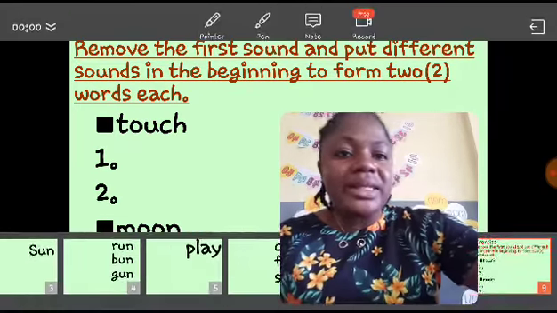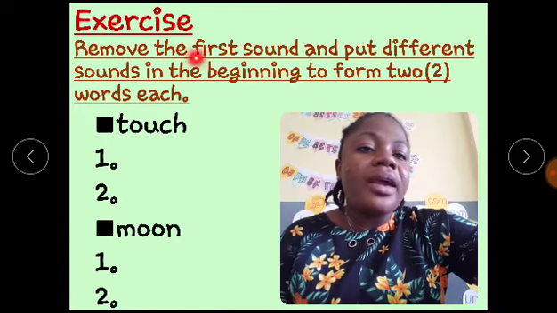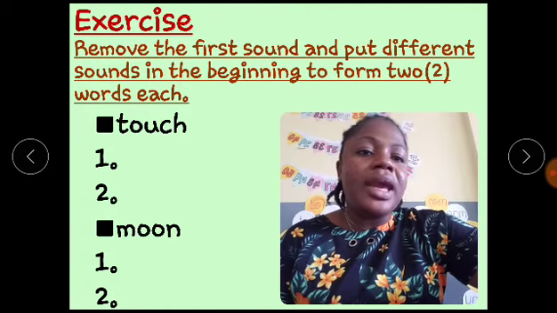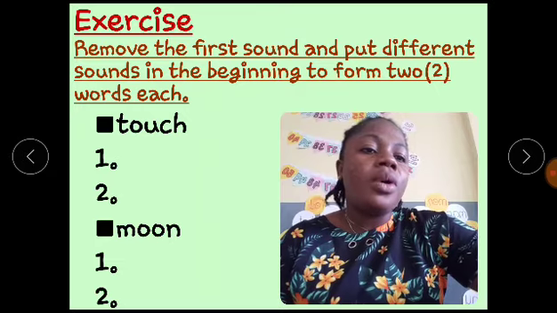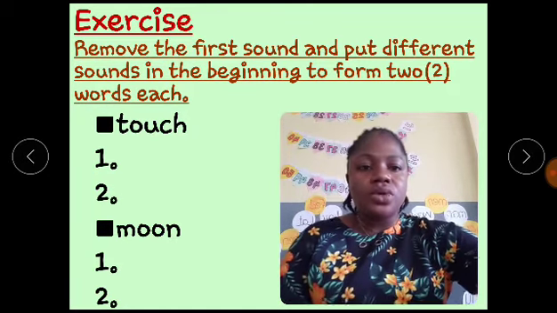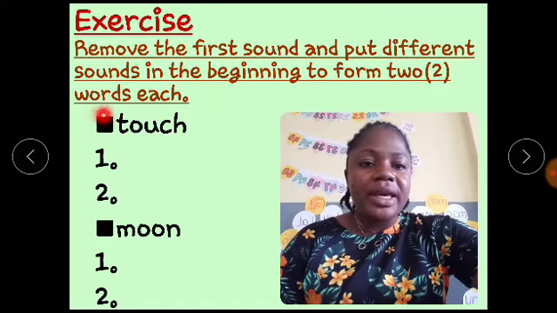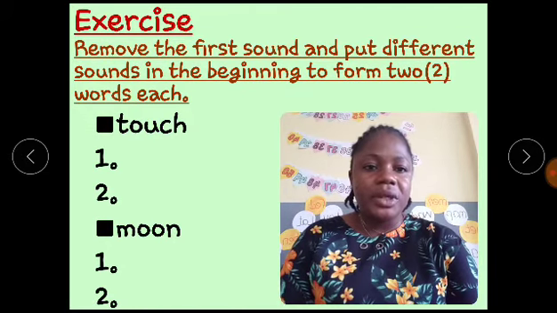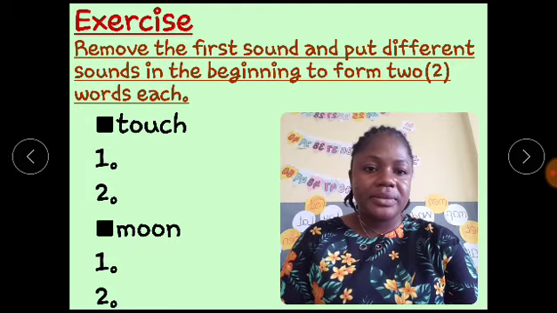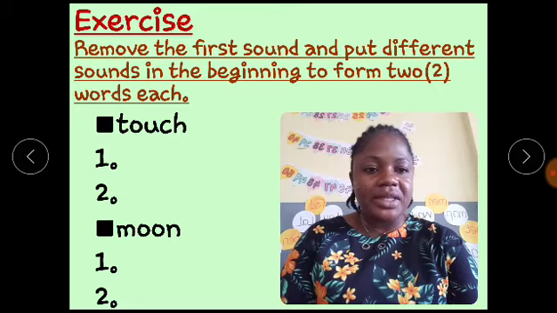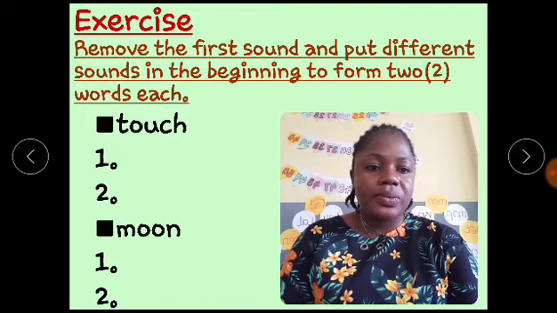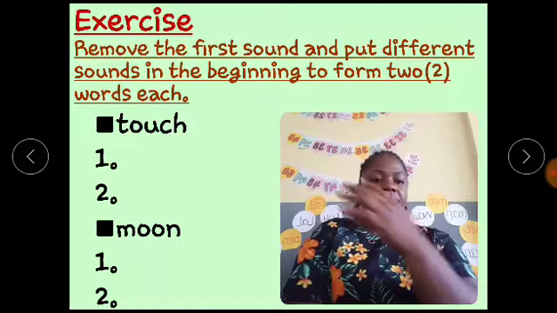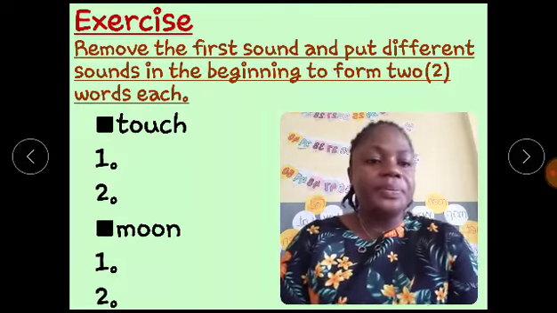Now, the exercise says, remove the first sound and put different sounds in the beginning to form two words each. So this is our first word. What word is this? Touch. Touch something, okay?